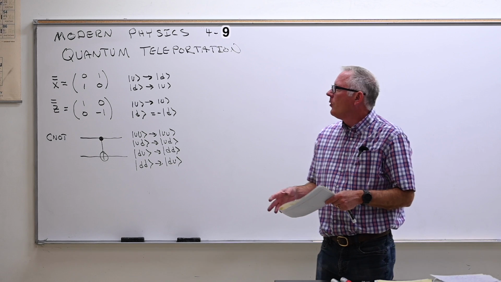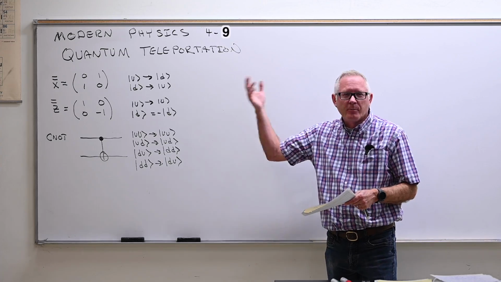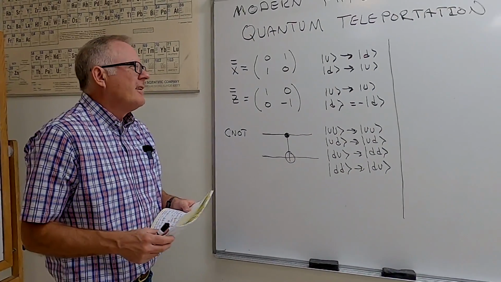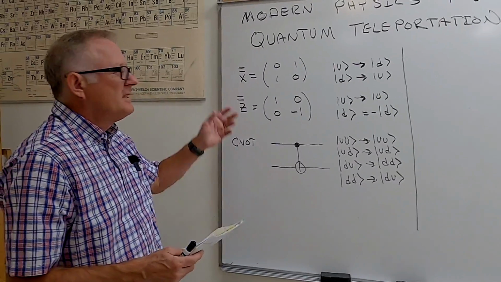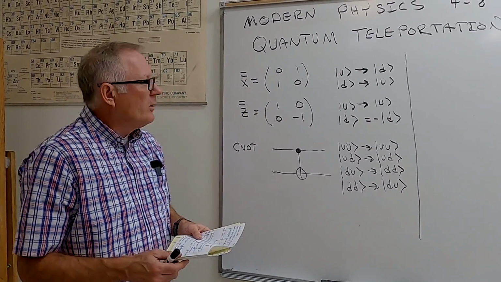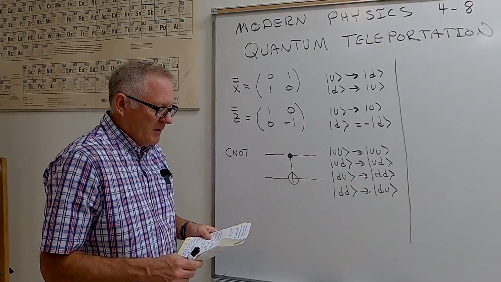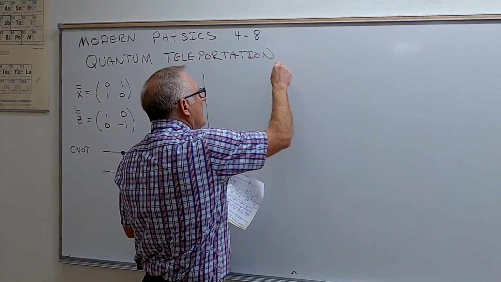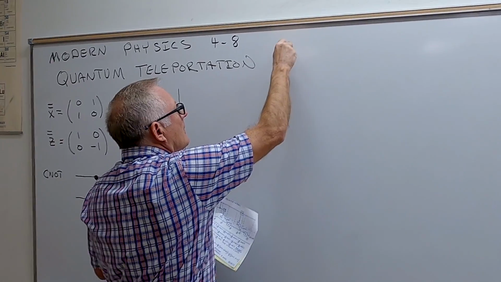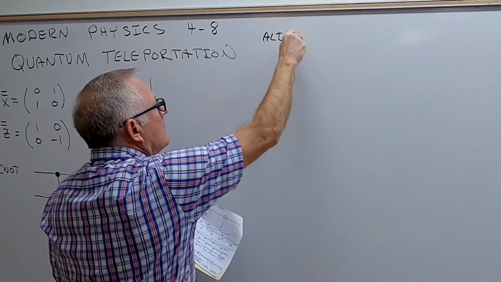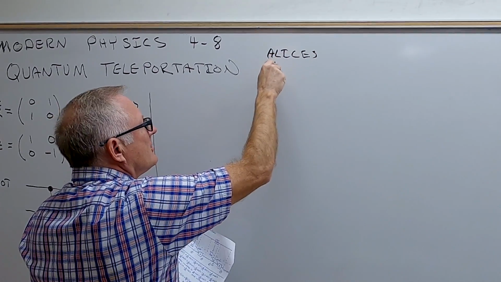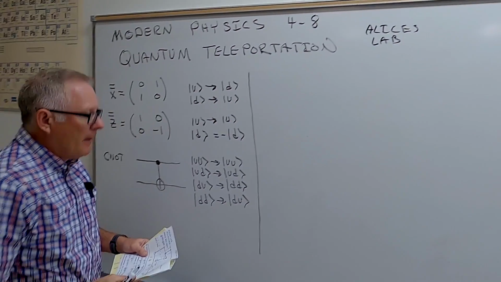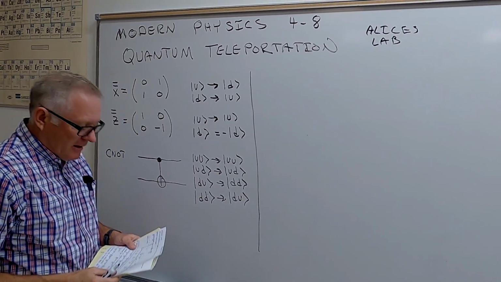So in this video, we're going to go through quantum teleportation. One of the things that we can do with quantum particles is teleport them between two locations. So suppose we have, say, Alice's lab. This is her lab right there, and she's going to want to teleport a bit to Bob's lab.